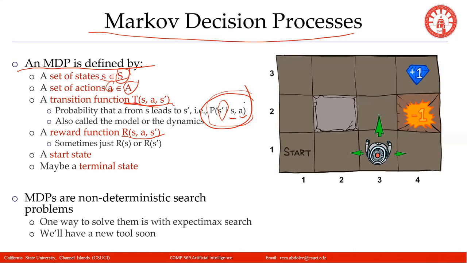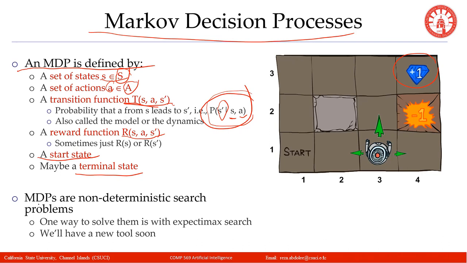All right, so there are going to be start states in the search problem. So we're going to be starting from a state. And then there might be a terminal state in the problem. For example, in here, getting this reward at the corner.